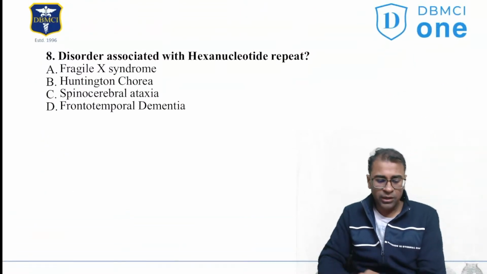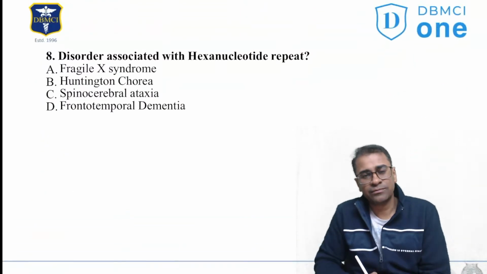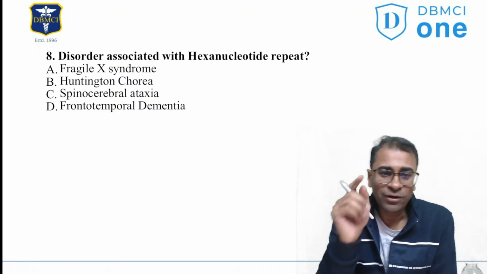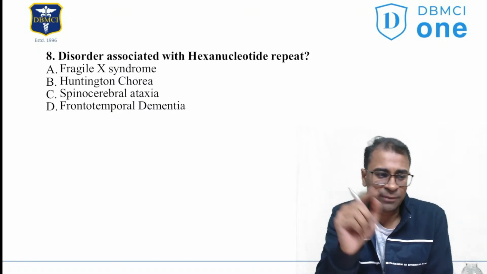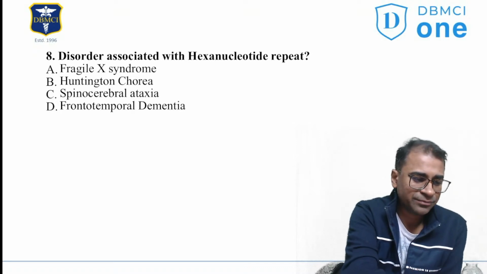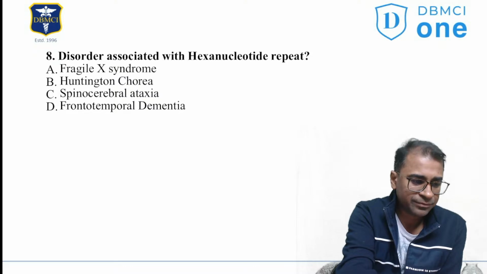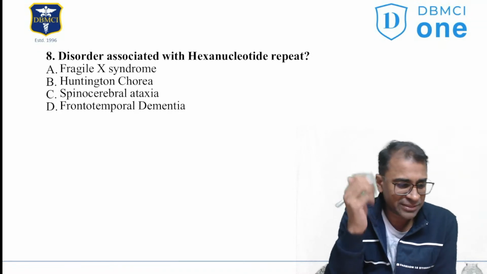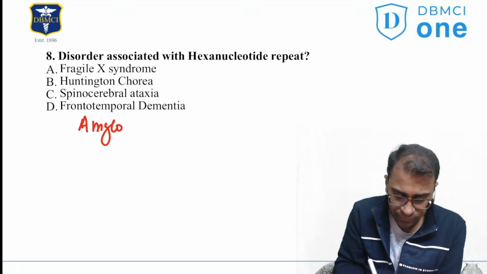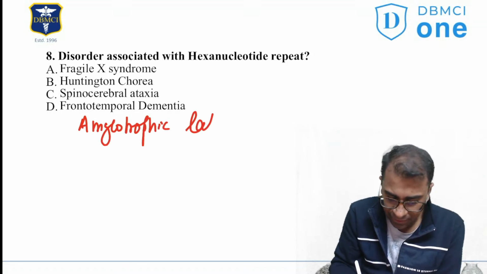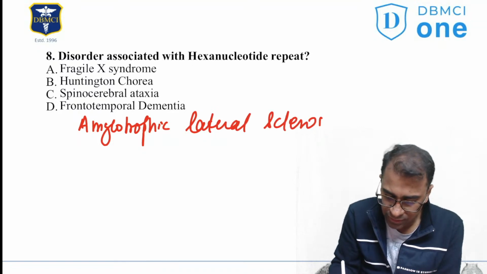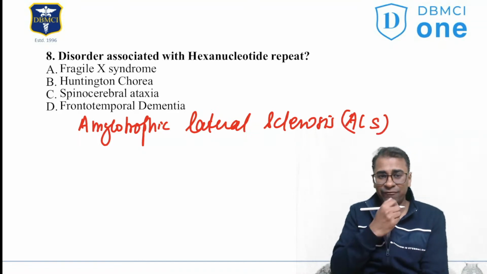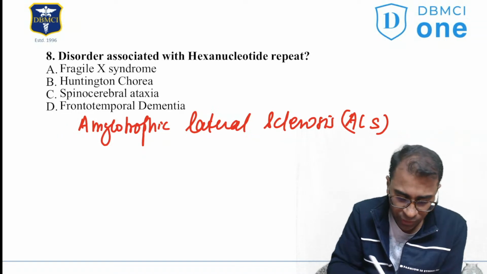Let's go, disorder associated with hexanucleotide repeats, tell me. I want not only the answer here, I want you to tell me which repeat is seen here. Which repeat is seen here? Tell me. The answer is, yes, it's basically amyotrophic lateral sclerosis, that is ALS, which is also associated with frontotemporal dementia.